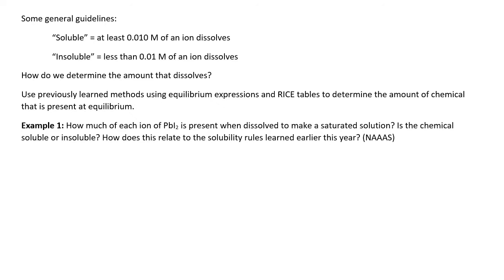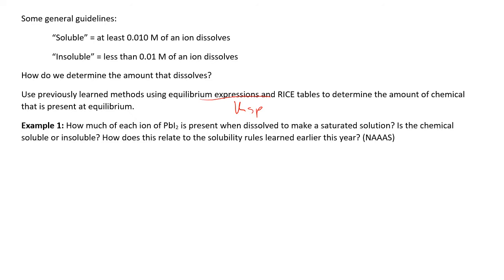So when we have something that's soluble versus insoluble, how do we determine the amount that dissolves? What we're going to be looking at is using previously learned methods, using our equilibrium expressions, in this case, our KSP. We're going to use those RICE tables again. Remember, that's our reaction, the initial change in equilibrium amount, and we're going to use those to determine the amount of chemical present at equilibrium. And there is a nice part about RICE tables when it comes to these setups, and it kind of starts forming a pattern that you'll see as we do some of these, and it kind of simplifies things for us.